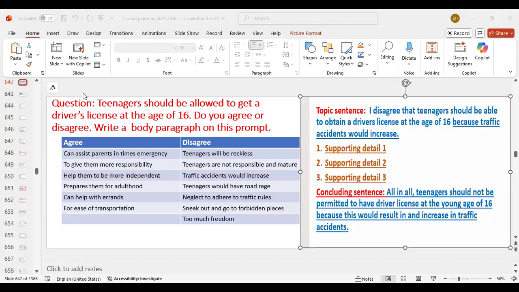All right, yeah. Okay, so great handwriting, by the way. You write very well. I disagree that teenagers should be able to obtain a driver's license at 16 because they often lack the maturity needed for the road. Don't say for the road. For the road sounds too informal. So you could say they lack the maturity needed for driving. Yeah, they lack the maturity needed for driving.